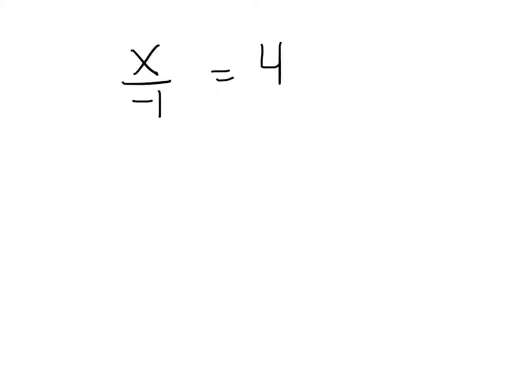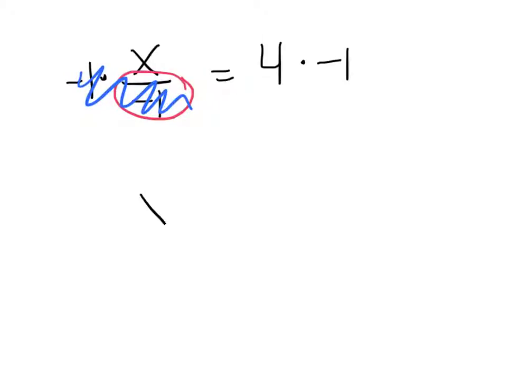Next problem. X divided by negative 1 equals 4. Again, my goal is to get x equals. How do I get rid of divided by negative 1? Well, I'm going to multiply both sides by negative 1. So I have negative 1 times there, and negative 1 times there. These cancel each other out, leaving me with x equals 4 times negative 1.